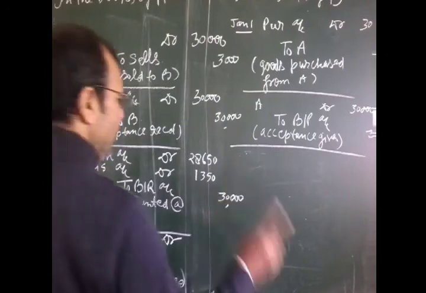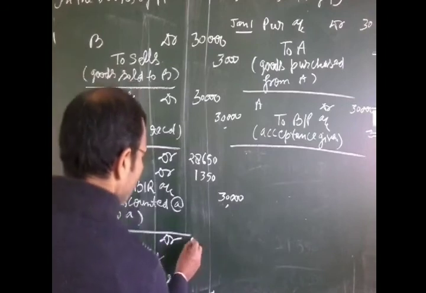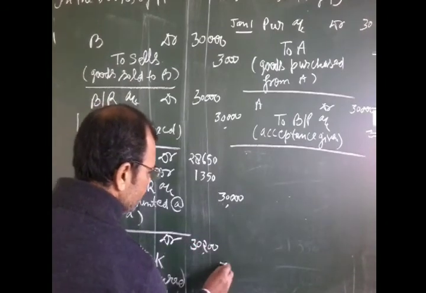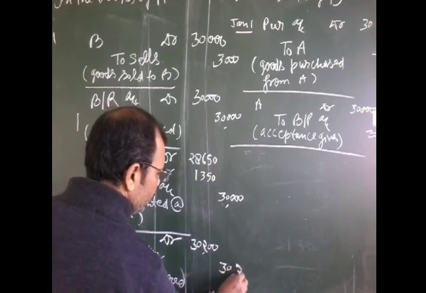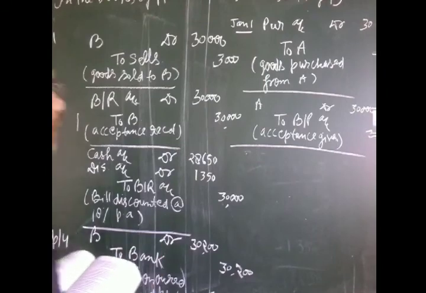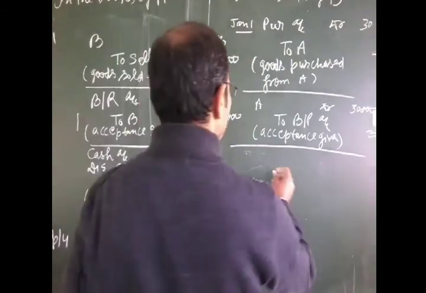So we will add these 200 in 30,000. The amount will come 30,200, and same here 30,200 will come in the credit. And what the opposite entry of the dishonor will come here?